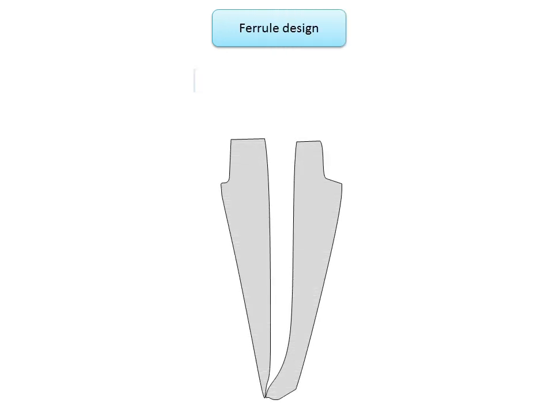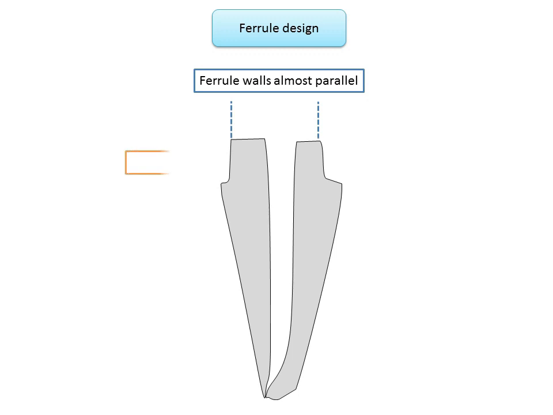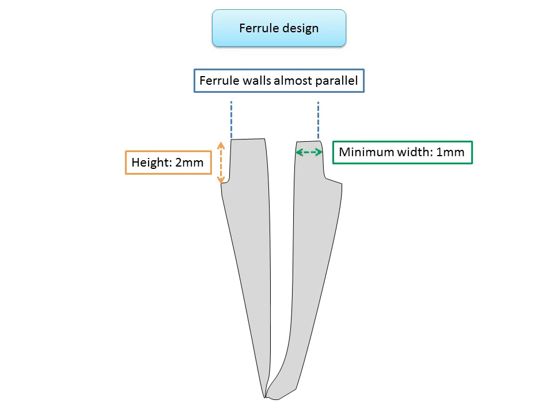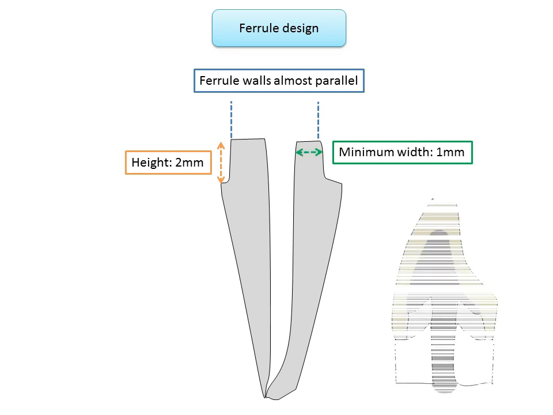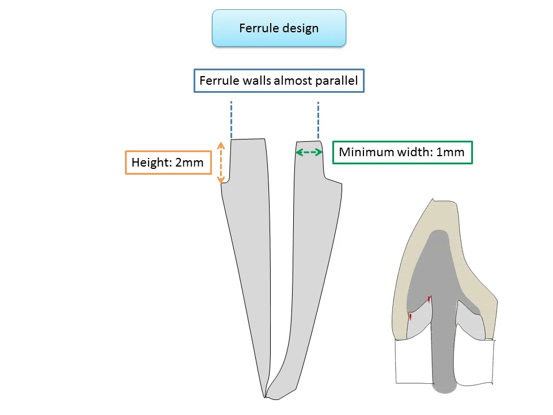Moving on to the design of the ferrule, how it should be made. Ferrule walls should be almost parallel to each other so that they are better able to withstand the leverage forces. The height of the ferrule should be about 2 millimeters and the width a minimum of 1 millimeter. Now, while preparing a ferrule, care should be taken that the design of the ferrule should be in accordance with the shape of the tooth.